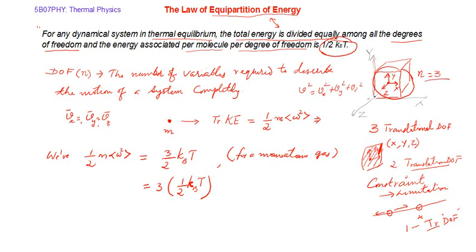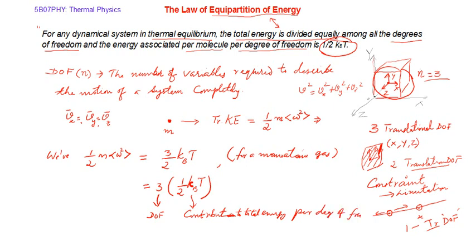And what is this half kBT? That is the contribution to the total energy per degree of freedom. So the total energy of the system here is purely translational kinetic energy. There is no potential energy for an ideal gas.